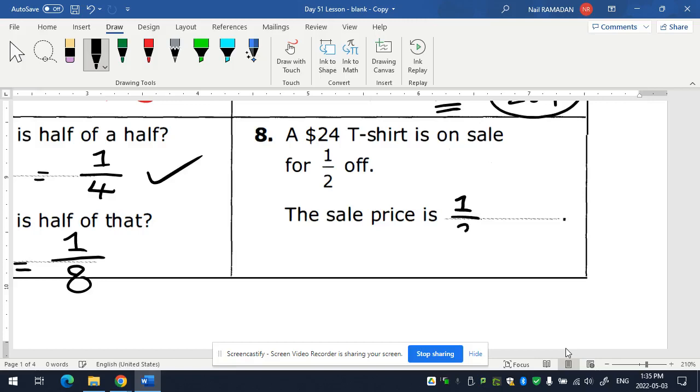1/2 times 12. Or, go ahead, $12. Yep, you're right. 50% off. Literally, this means 50% off. Okay.